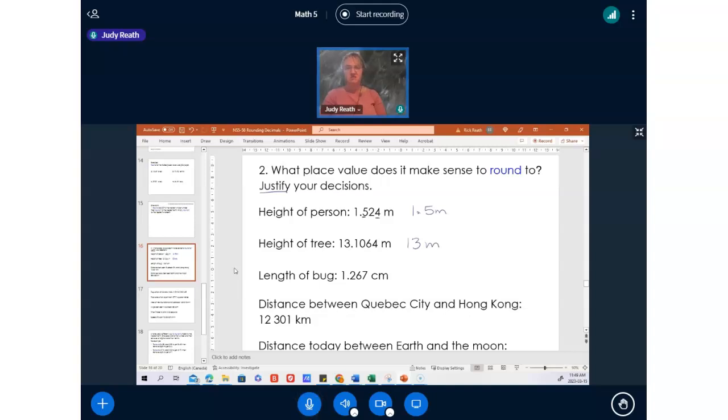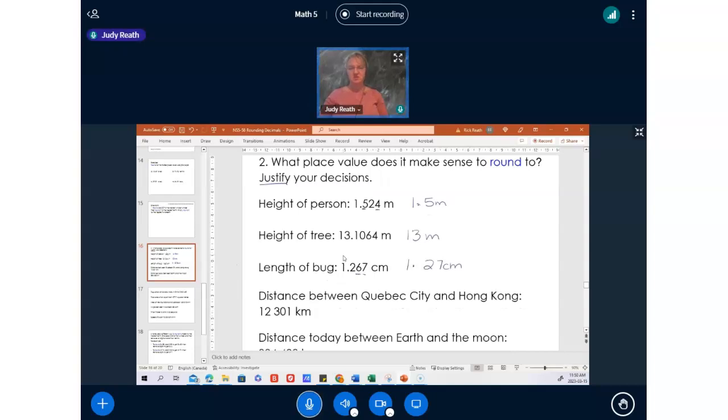That doesn't really matter. The length of a bug, well, if you're trying to scientifically determine if this bug is a tiny bit bigger than another bug, then you might need it to the hundredth place again. Generally, we would only do it, I would see, to the hundredth place, though, not the thousandth place. So I would round this to 1 27 centimeters, 27 hundredths of a centimeter.